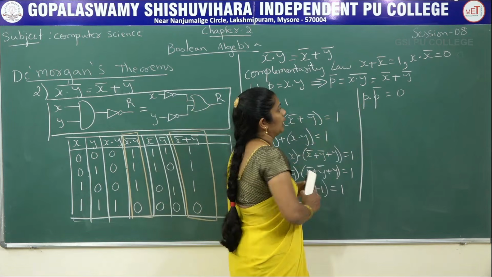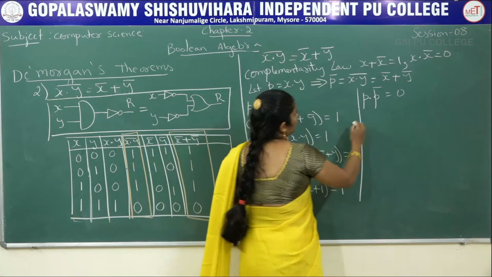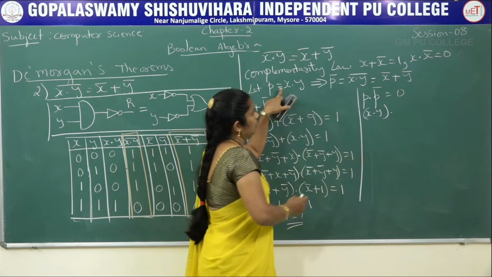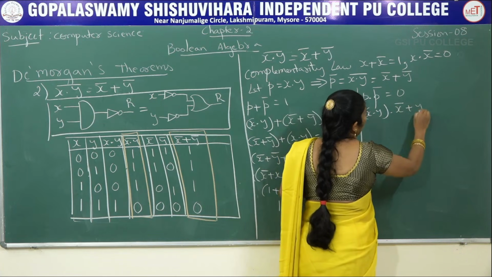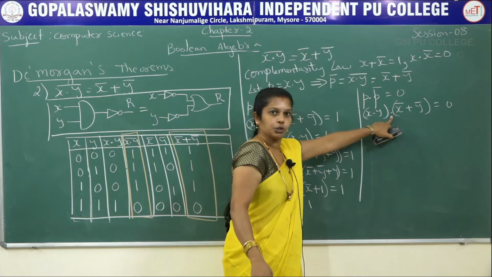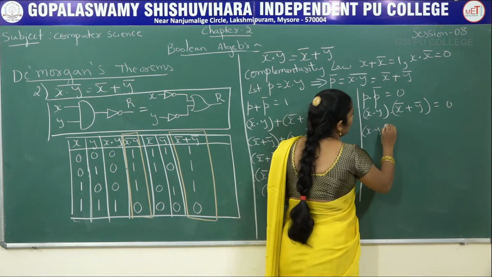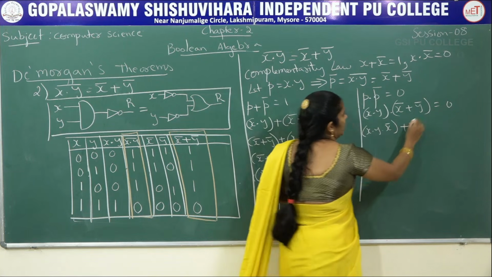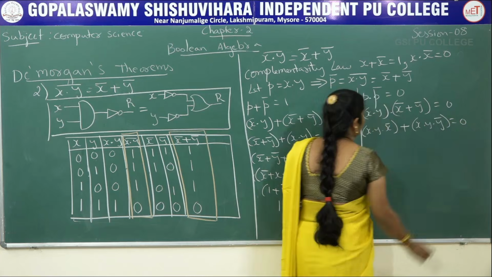Now we will prove the next one, that is P into P bar equals 0. For P substitute x into y dot. Next we have P bar. P bar states that x bar plus y bar equals 0. Here also we have dot operator and here also we have dot operator. We can calculate, that is x into y into x bar. Here write down plus operator. Now x into y bar equals 0.